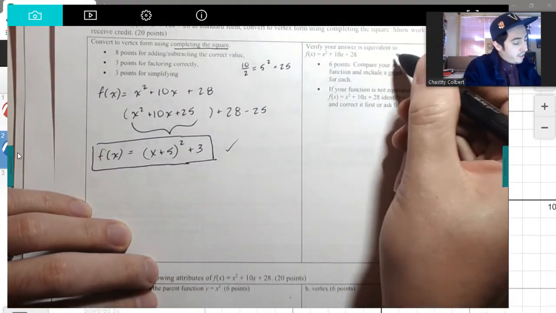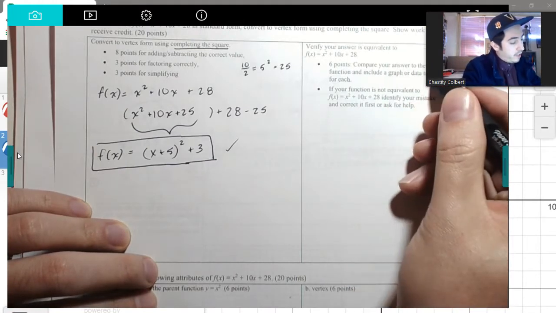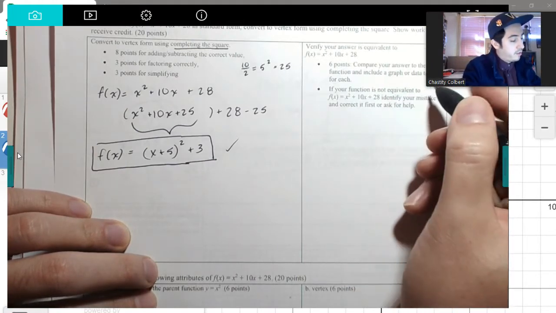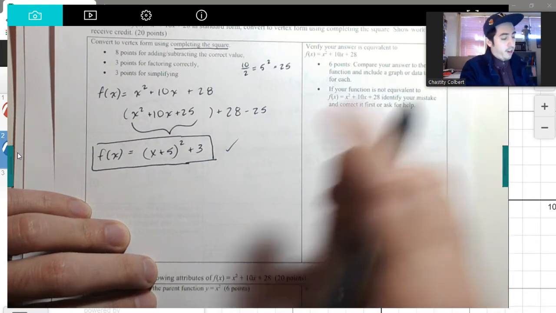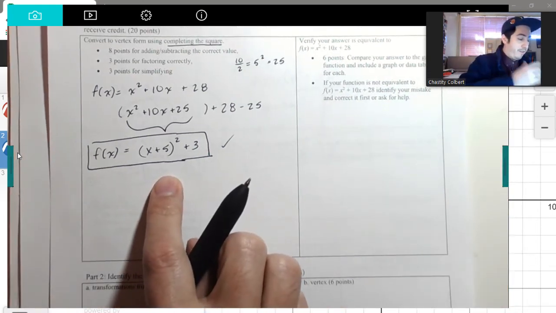Verify your answer is equivalent. So compare your answer to the given function and include a graph or data table for each. Okay, so how can we verify? How could we verify?